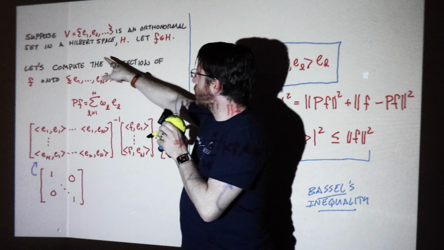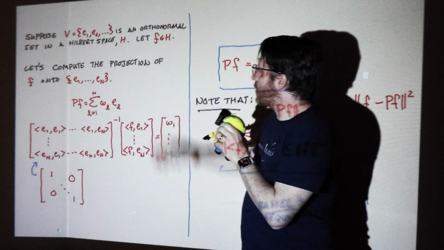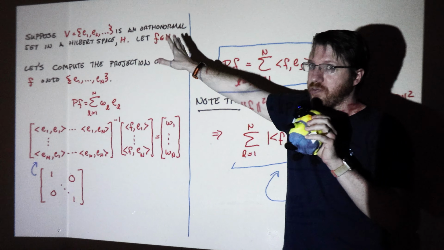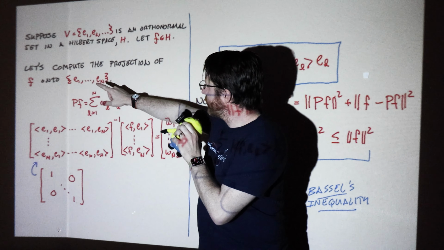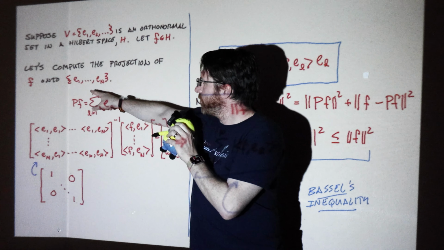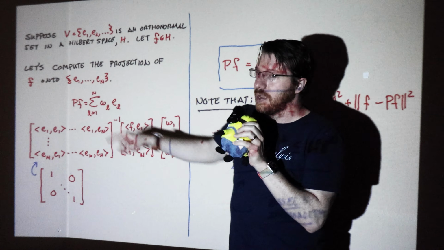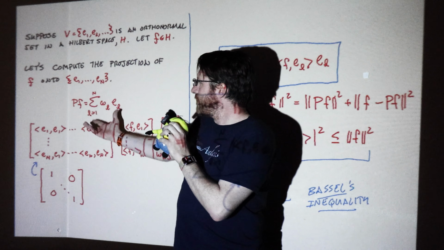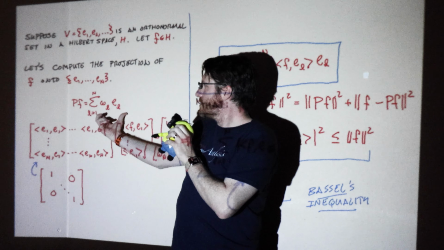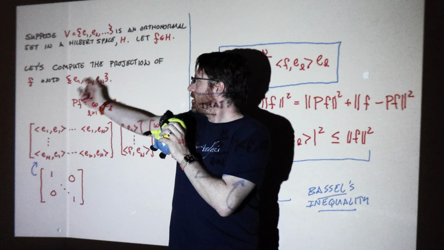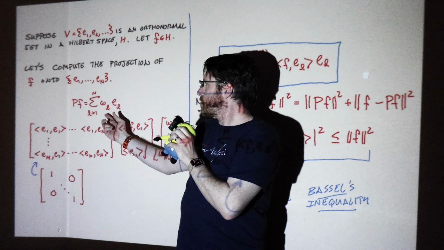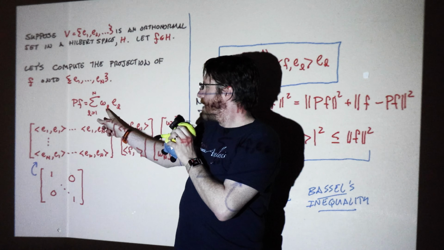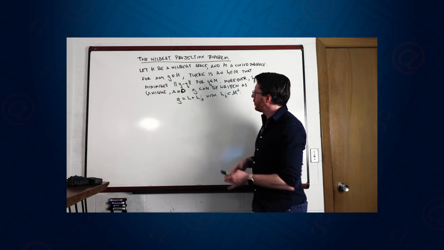We're going to assume that this is an orthonormal set in a Hilbert space H, and we're going to take some arbitrary element F in our Hilbert space. What we're going to do is compute the projection of F onto E1 through En. We already figured out how to do this. The projection is in the span of these basis functions, so we have a finite dimensional space spanned by them, and we're going to have weights on them. How do we compute these weights?